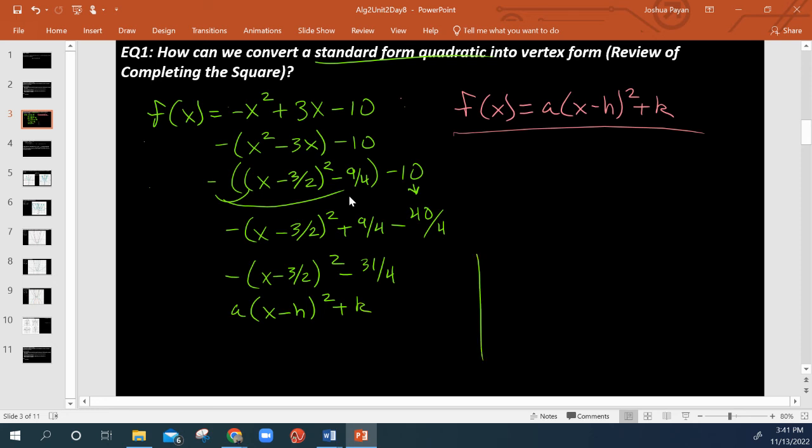And of course, my graph is going to open downwards now because my a is negative 1 this time. I'm shifted to the right by 1.5, so we'll say 1.5 is there. Negative 31 over 4, that would be negative 7.75. Way down here, we'll say negative 7.75. Okay, so that's where my vertex is at, and I would be opening downwards.